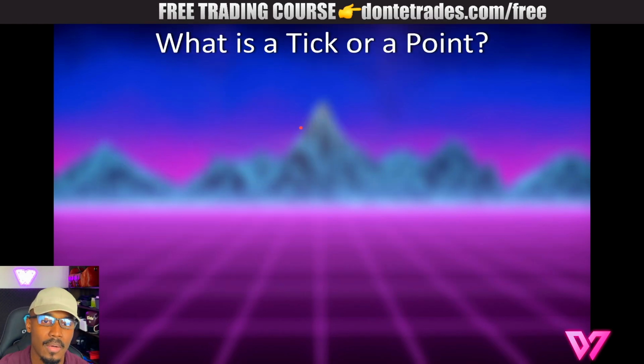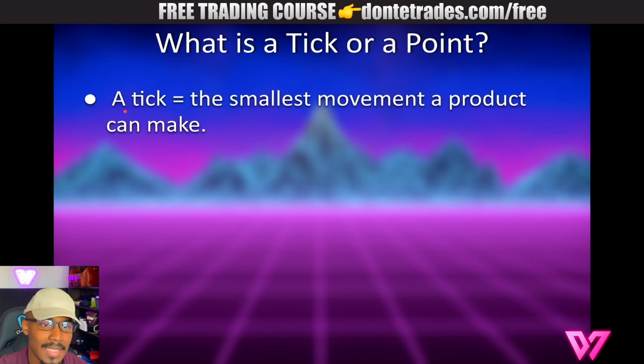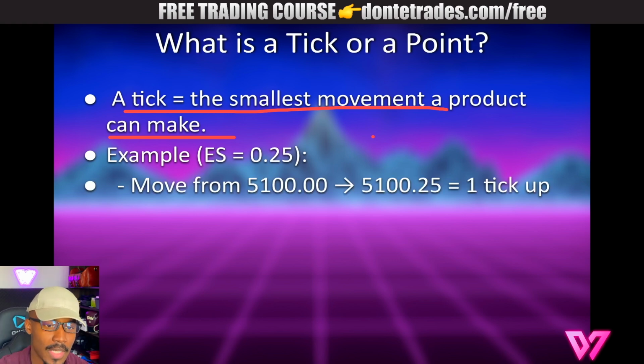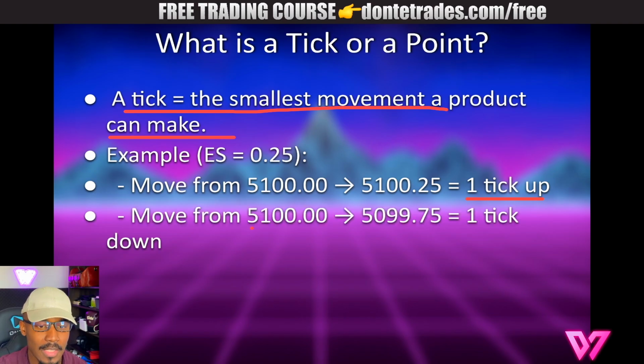Jumping right into it, what is a tick or a point? A tick is the smallest movement a product can make. For example, on the ES, that's a movement of 0.25. So on the ES, if the price moves from 5,100.00 to 5,100.25, that means the price went up by one tick. Very simple. And the same thing, if the price moves from 5,100.00 to 5,099.75, then the price moved down by one tick.